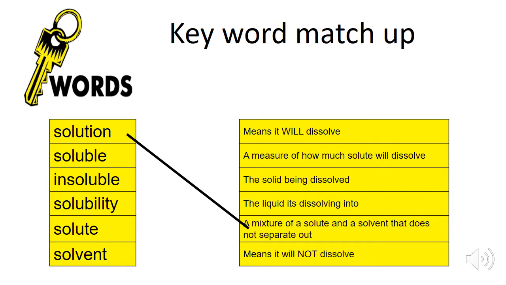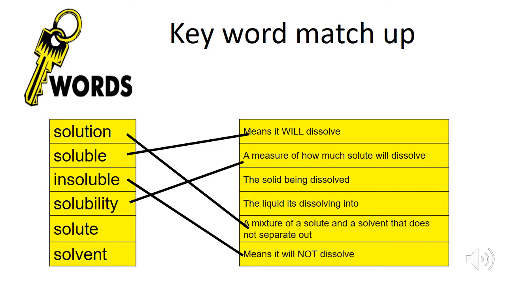Next we've got the term soluble. Soluble means it will dissolve, whereas insoluble means it will not dissolve. So think about our salt and water and our sand and water. The salt is soluble because it dissolved in the water, and the sand is insoluble because it didn't dissolve. We've then got the term solubility, or how soluble a substance is, which is just a measure of how much solute will dissolve.